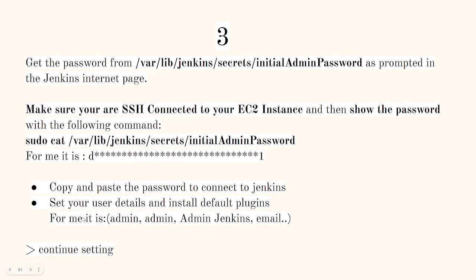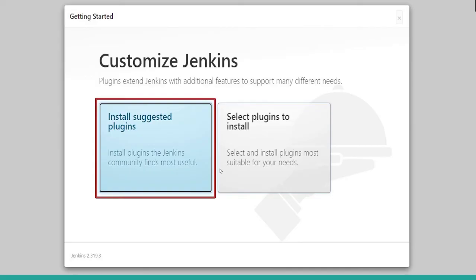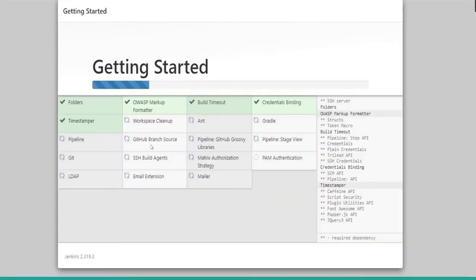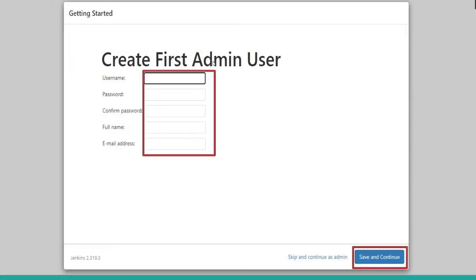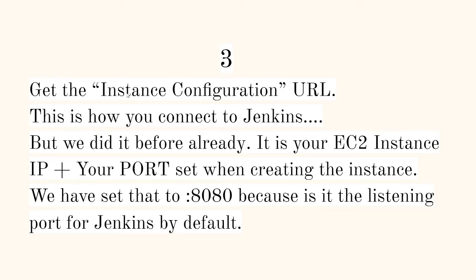So you set user details to default. Me I just put admin Jenkins email. So after having set that password, you click on install suggested plugins. So it's gonna do all the installation for you. For the minimal plugins that you need, we're gonna use Gradle later on to build our application, Java application in our pipeline. And here after you create your user admin, I just put admin on the admin Jenkins, I think, yeah, and an email address, and you save and continue.